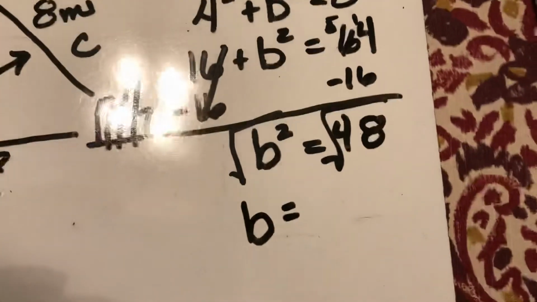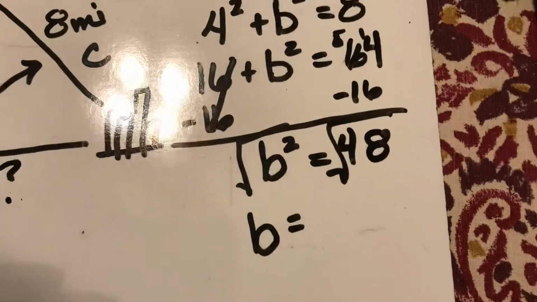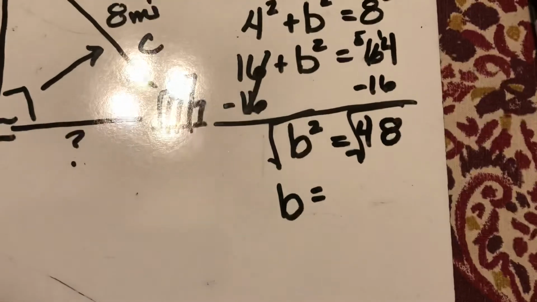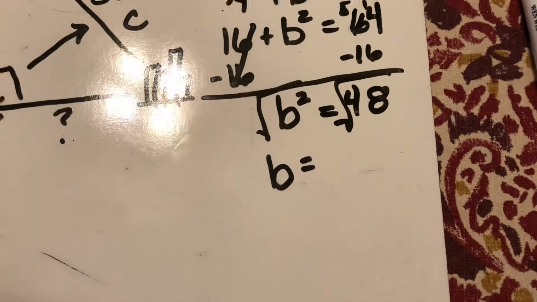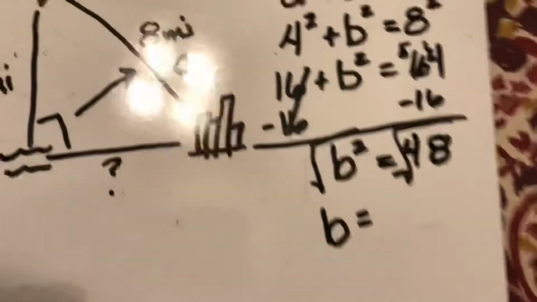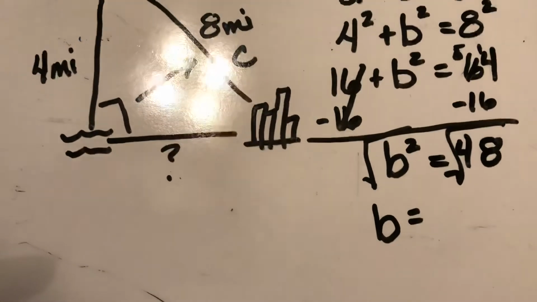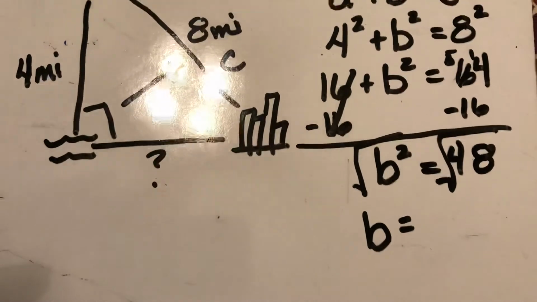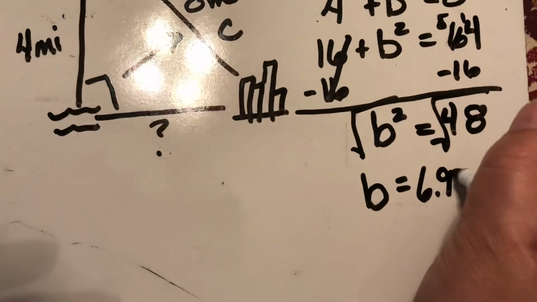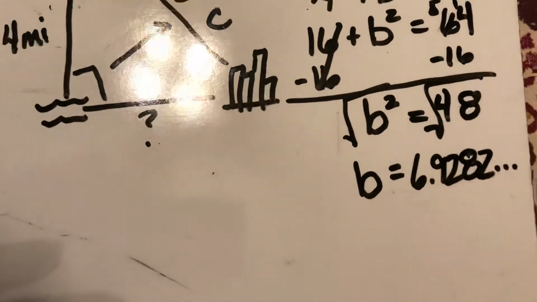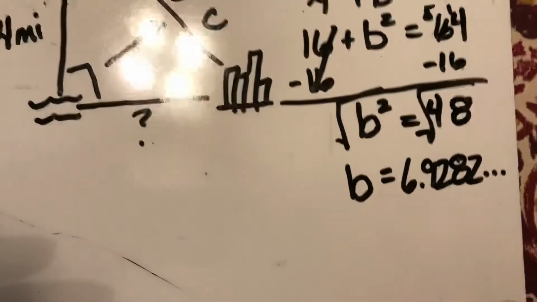And I get b equals, and if you notice when you plug this in, this is not a perfect square. You're going to get a decimal. So when I plug it in the calculator, and if you notice in the stream, there's a calculator if you don't have one, or you can use your phone and turn it sideways so that you have the scientific calculator on your phone. And we get 6.9282 and so on.